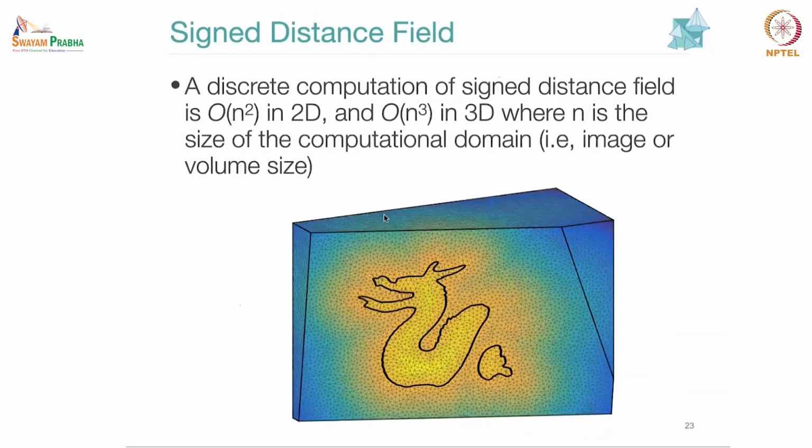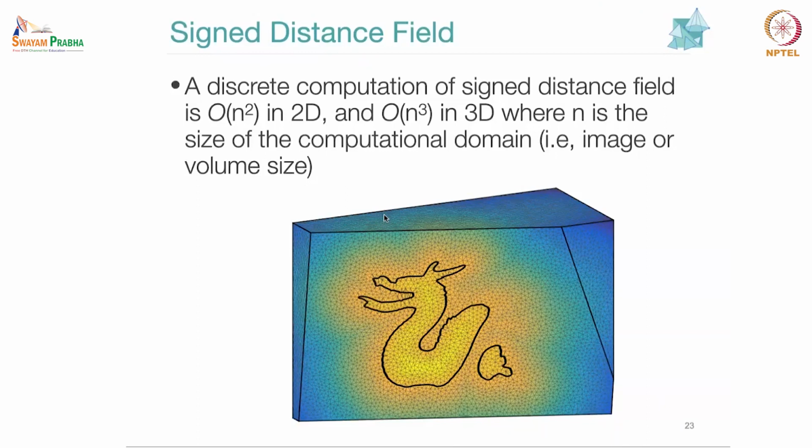A usual computation of signed distance field is O(n) square in 2D and O(n) cube in 3D, because I'm iterating over all the points in the space times all the points on the surface, and the dominating computation is iterating over all the points in space, right? Because I'm in R3, it's n cube complexity, and if I'm in R2, that is in 2D space, I have O(n) square computation.